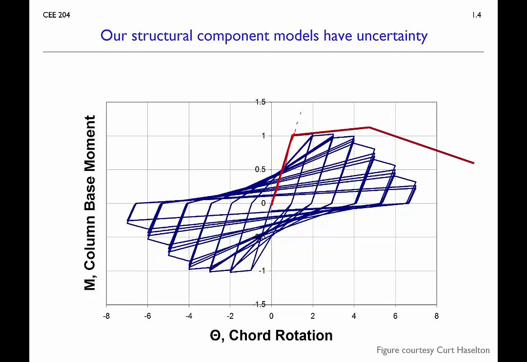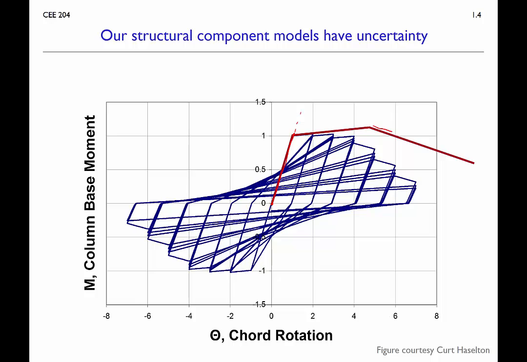At some point, we even get into this descending backbone section of the element where, as the chord rotations get larger, the moment being resisted actually decreases, associated with severe deterioration. That would be if we push this element in one direction, we get this backbone curve. As we cycle the element back and forth, the cyclic loading will also cause deterioration. And so we see in blue these cycles back and forth showing smaller base moments for a given chord rotation, indicating cyclic accumulation of damage.